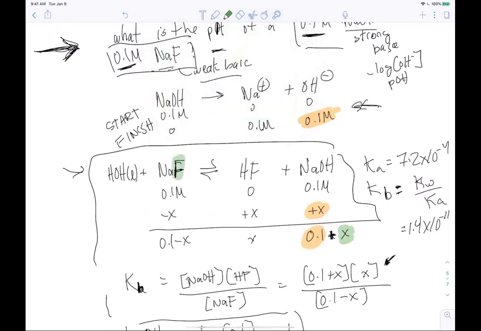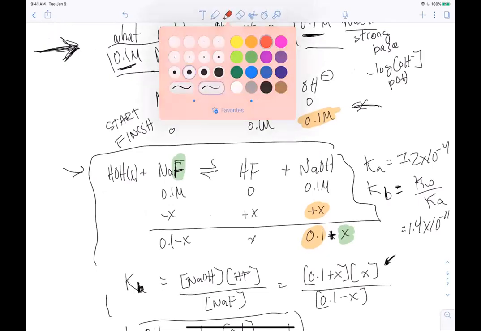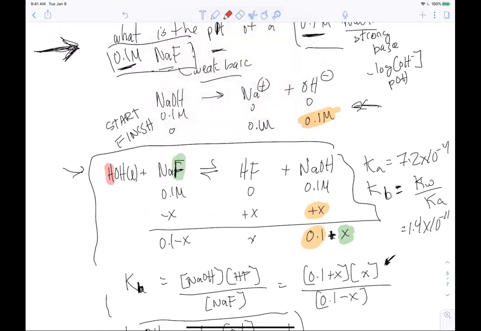So here's our base, and then our acid is this, and so that combines with this to make HF. Okay. So if you wanted to draw a mechanism for it, this comes out and grabs that proton. That's the proton accepting. The fluoride is accepting the proton.